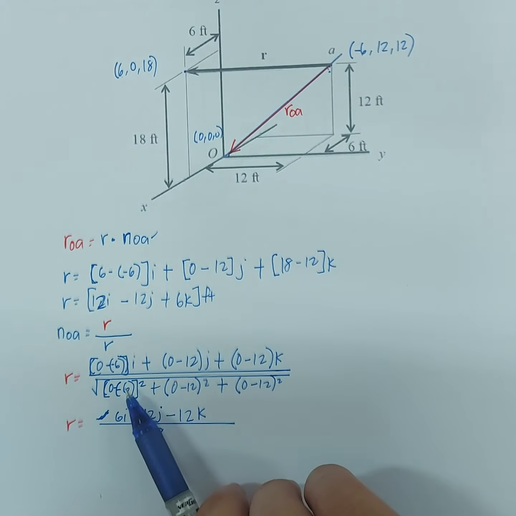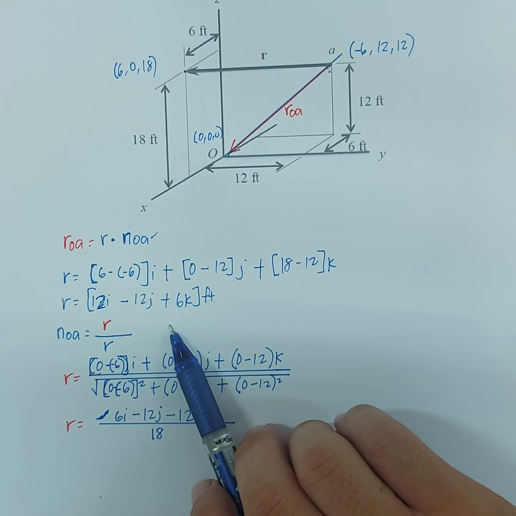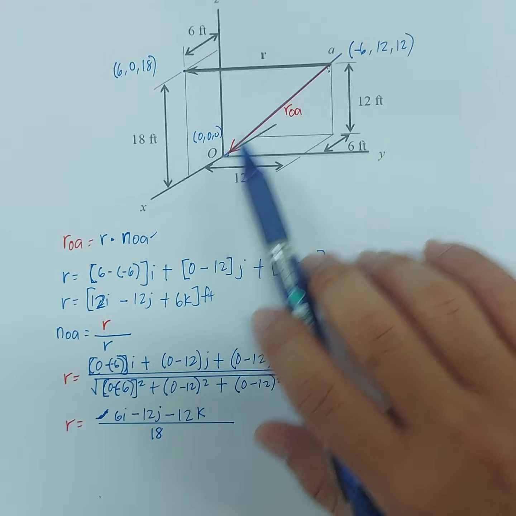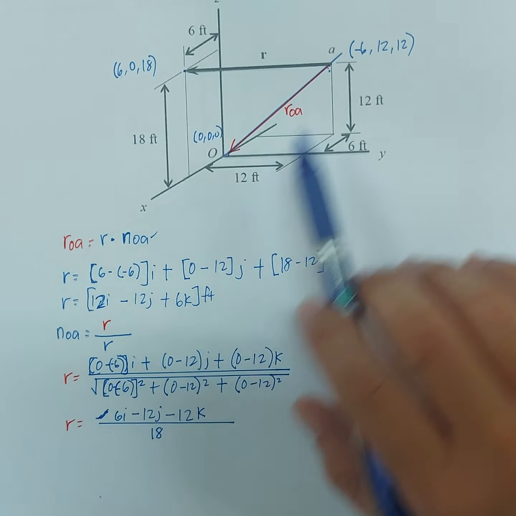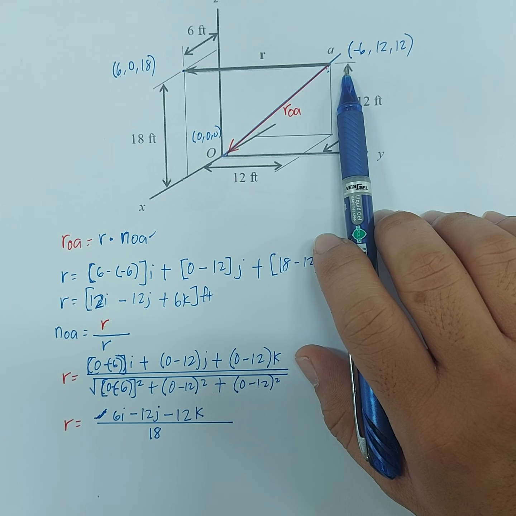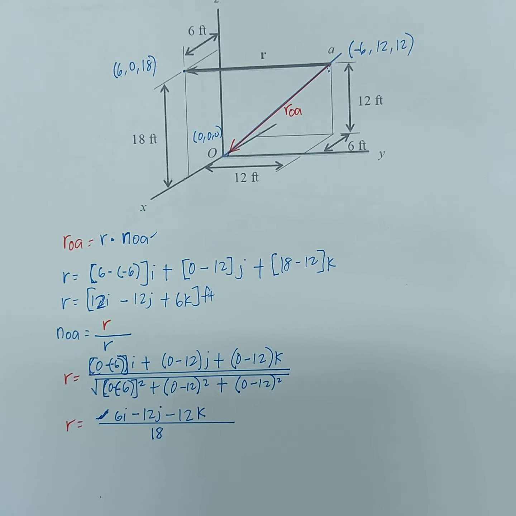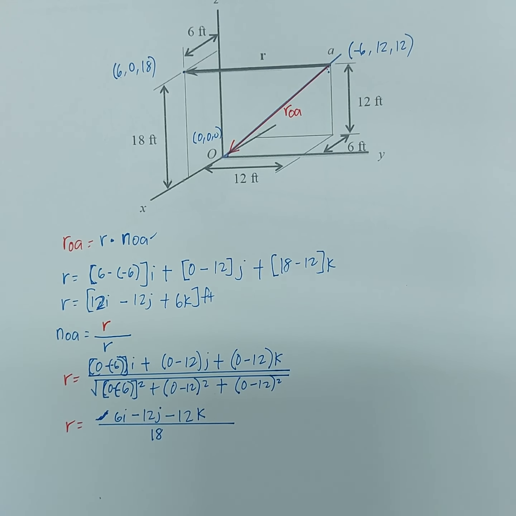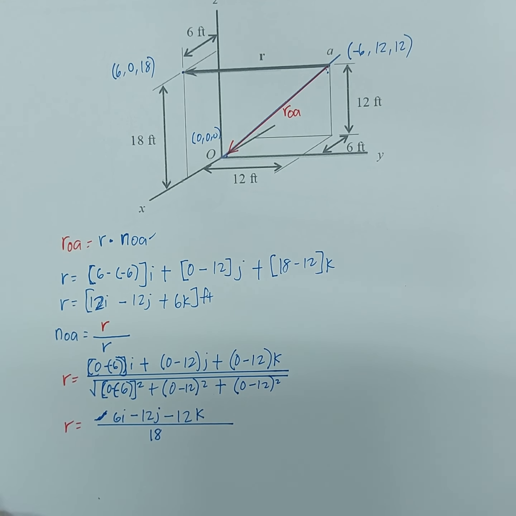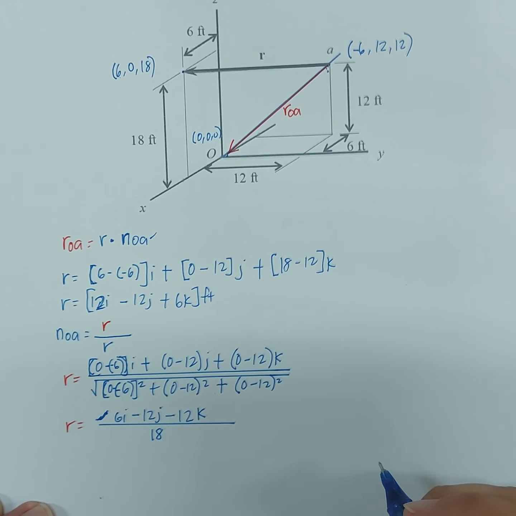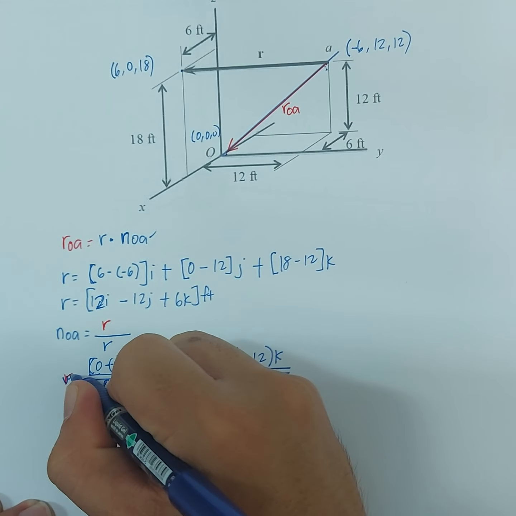Again, the correction earlier in solving the position vector: the component along the OA axis is 0 minus negative 6, since negative 6 is the x-coordinate at point A. That makes this term positive, then minus, and then minus. Next, let's get the unit vector.